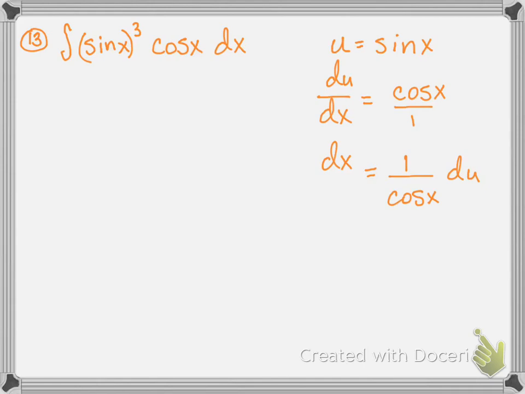All right? So look what happens. You have u to the 3rd power, cosine x, and then this dx turns into 1 over cosine x du. So the cosines cancel each other out. Cosine x over cosine x cancel. That's exactly what we wanted to happen.